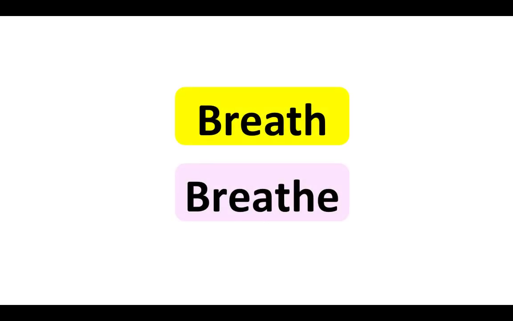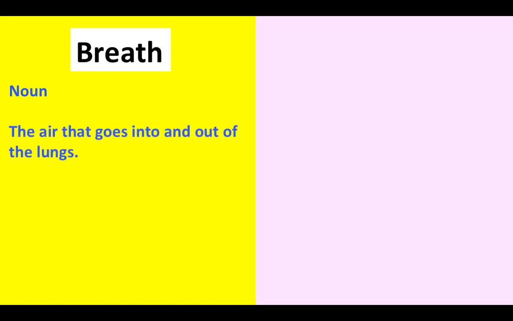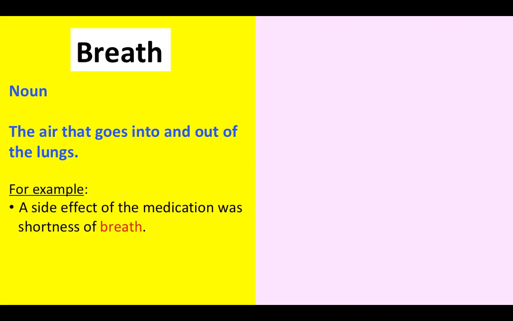Breath, breathe. In this lesson, we are going to learn the difference between breath and breathe. Breath. This is a noun, and it refers to the air that goes into and out of the lungs. So, this is the cycle of breathing. For example, a side effect of the medication was shortness of breath. Another example is, I ran out of breath after running.